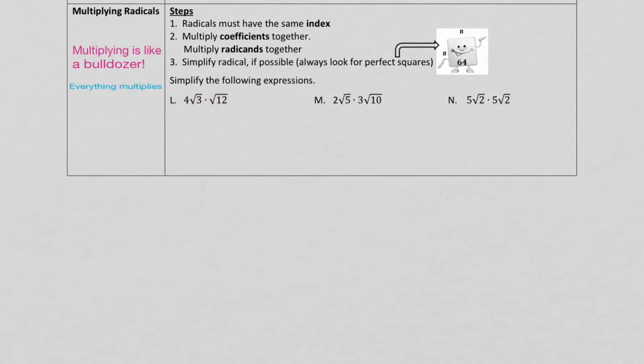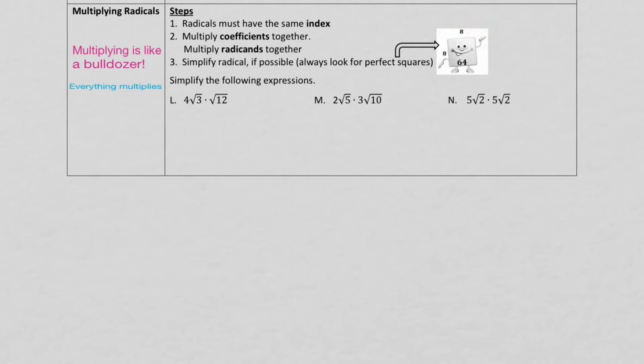So how do we do that with steps? Step 1. The radicals must have the same index. There is that one condition when you multiply, because that does change the value. In this case, these are all square roots, so we're okay there. Once we have the same index, we simply multiply the coefficients together, and then we multiply the radicands together. In other words, multiply the outsides, and then multiply the insides. Once you do that, we simplify the radical if possible, always looking for perfect squares. Perfect squares are going to help us a whole bunch in all these different radical questions.